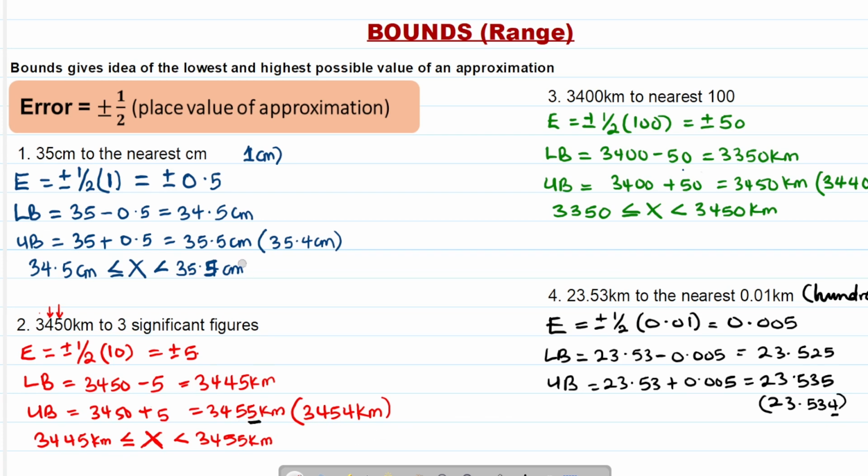You see, in each case, just subtract 1 from the last digit and you will get the highest possible value. Yes. Sorry, in this case, from the next digit after the last. Alright, so in presenting our answer using inequality symbol, we have 23.525 less than or equal to x less than 23.535.